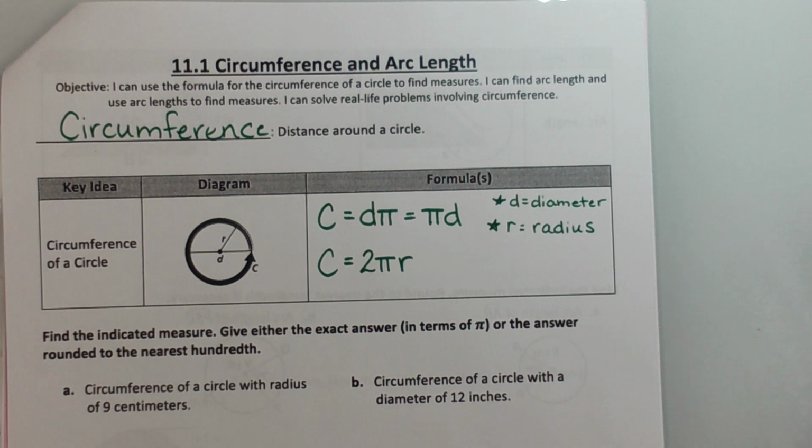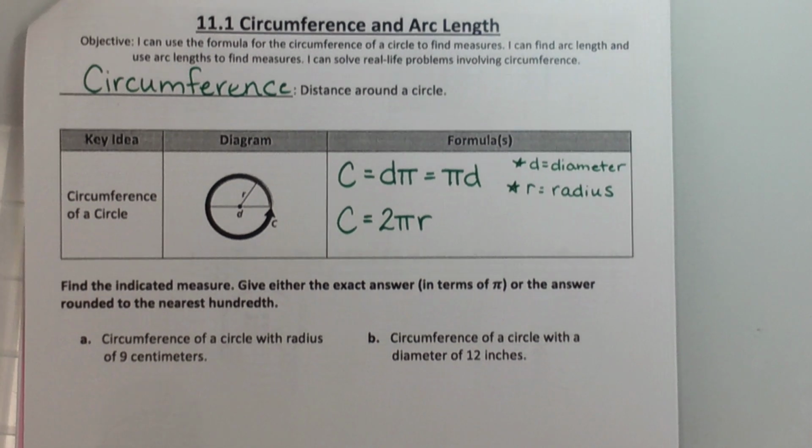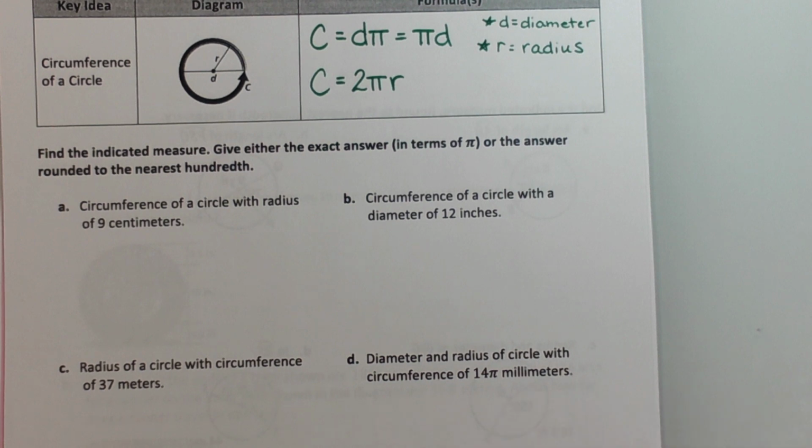So, you might be asked to find the indicated measure, indicating that it's not always going to be circumference they're looking for. Sometimes they're going to be working backwards. By the indicated measure, it can be either exact, in other words, in terms of pi, or we can round to the nearest hundredth.